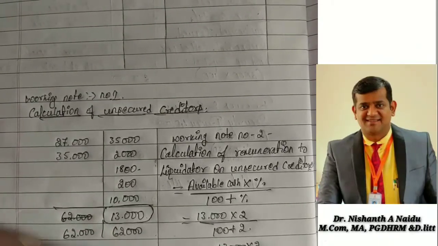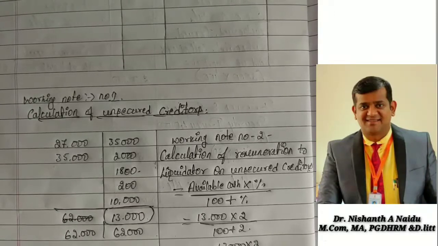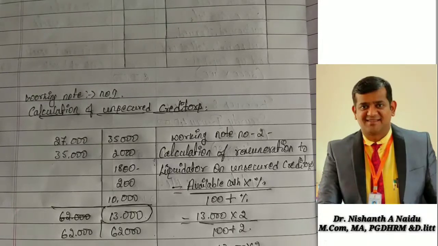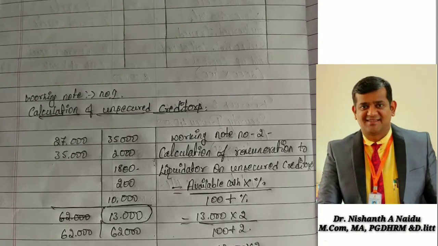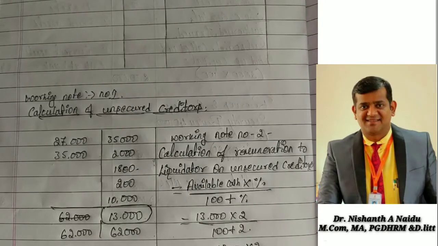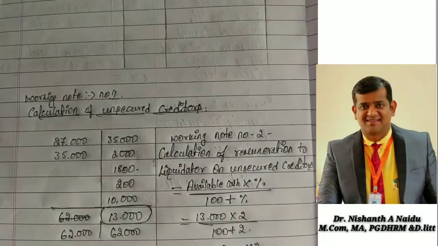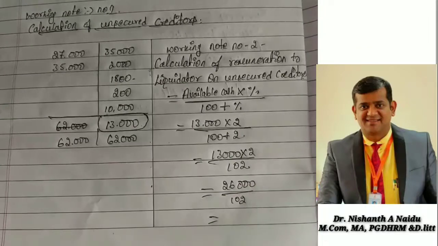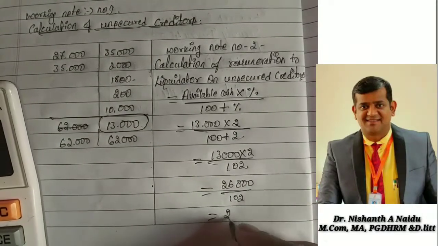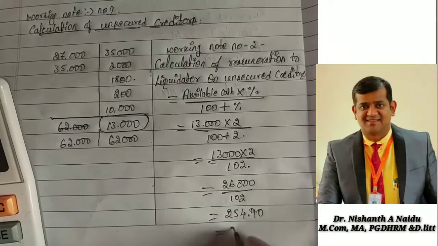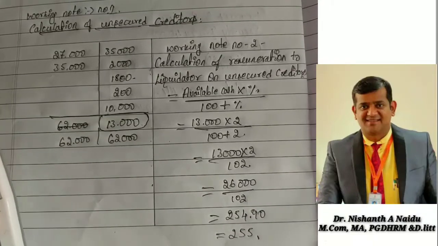So that is 26,000 divided by 102. So ultimately that comes to how much? 13,000 into 2 divided by 102. So that comes to 254 rupees 90 paise. I am rounding off. I'll write here 254.90 is the answer. So I am rounding off to 255 rupees.